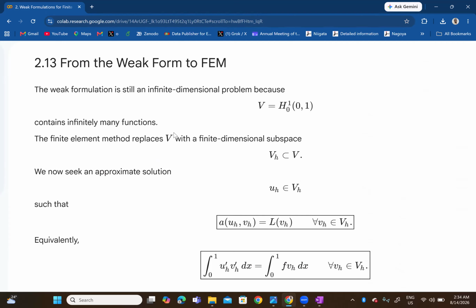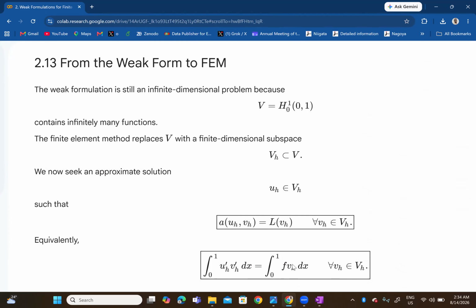So equivalently, we can say we have the integral from 0 to 1 of u_h prime v_h prime dx, which is equal to the integral from 0 to 1 of f v_h dx for every v_h belonging to V_h. So it is the same weak form we have, but now we are only dealing with it in terms of the subspace.